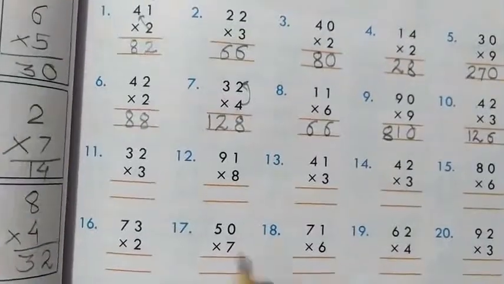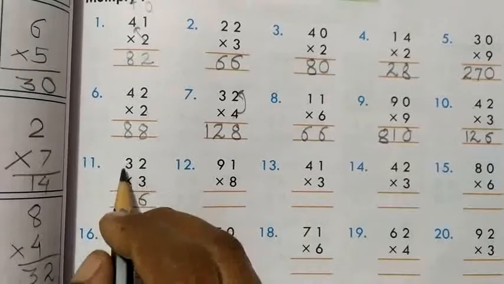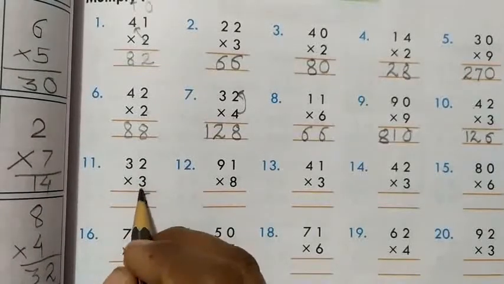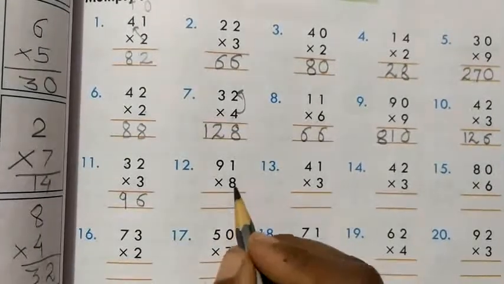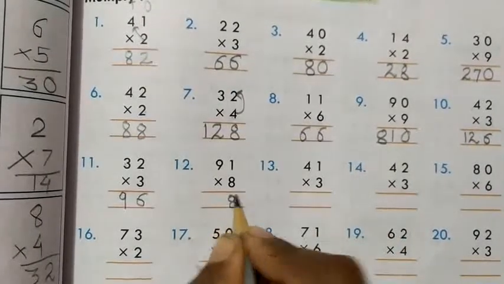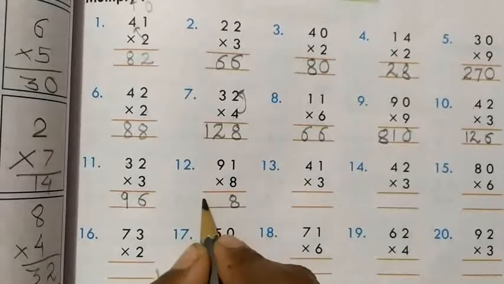126. 3 twos are 6. 3 tens multiply by 3. 3 threes are 9. 96 is the answer. 8 ones are 8. And in the tens column there is 9 tens multiply 8. What will the answer be? 8 nines are 72.